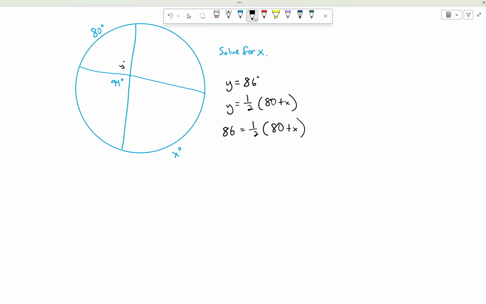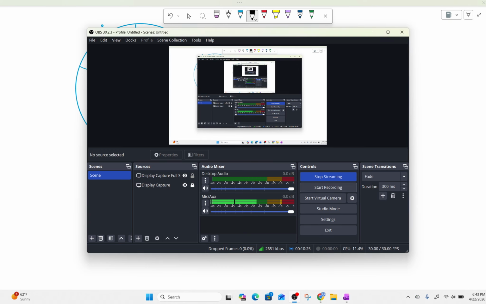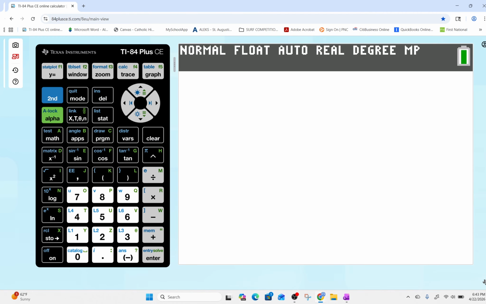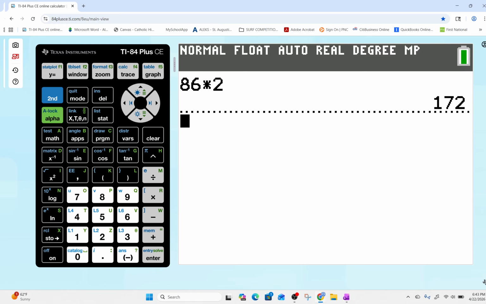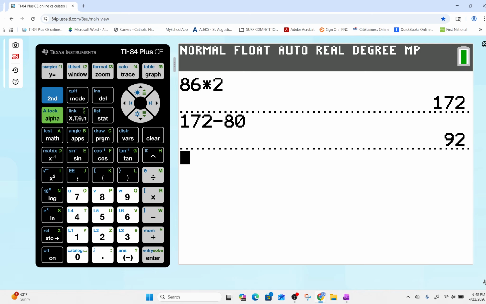Now this is just an algebra problem. Multiply both sides by 2. Okay, get on my calculator. So 172 is equal to 80 plus x. Subtract 80 from both sides, and x is going to be, oops, not 90, but 92. 172 minus 80.